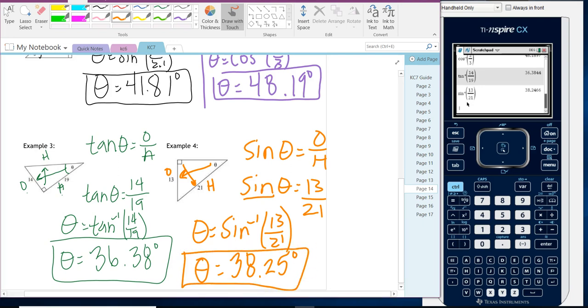All right. So again, when you're looking for missing angles, you're going to use the inverse functions. When you're looking for missing sides, like in our D1 activities, that's when you just use normal trig ratios and solve for your x. So be very careful. Pay attention to what sides are and what angles are and what you're actually looking for. All right. Good luck.